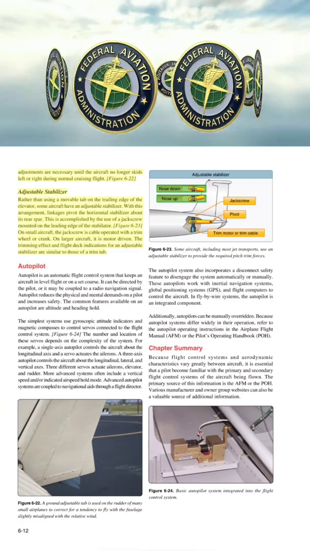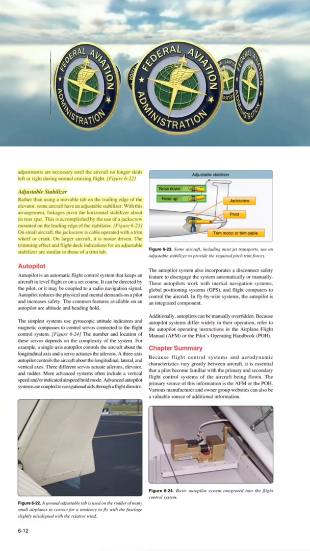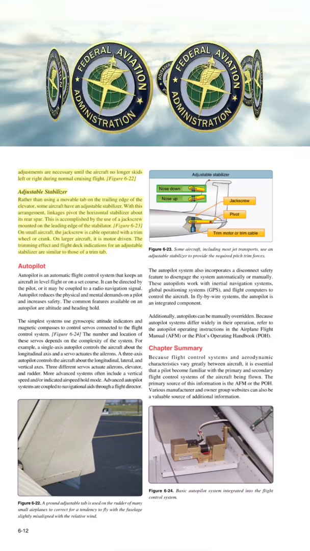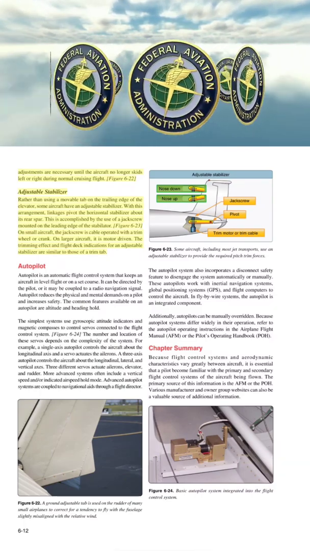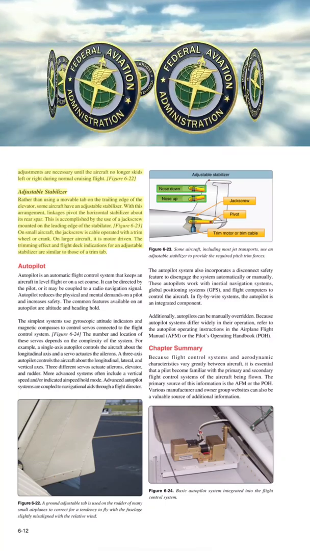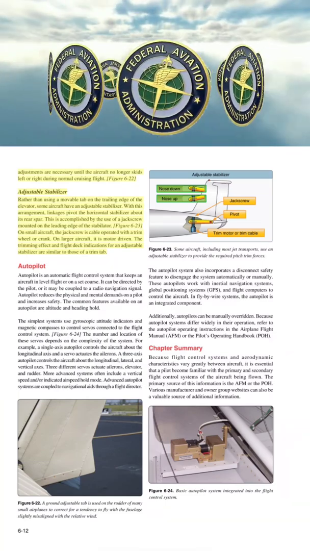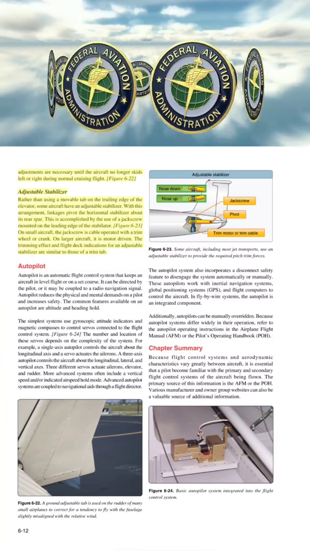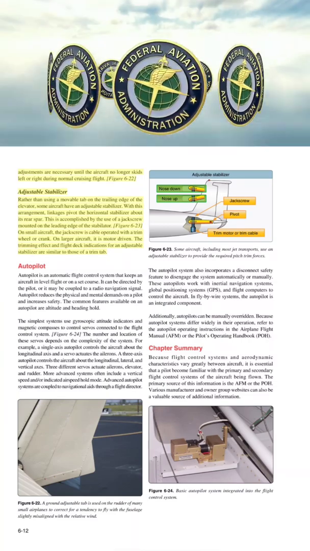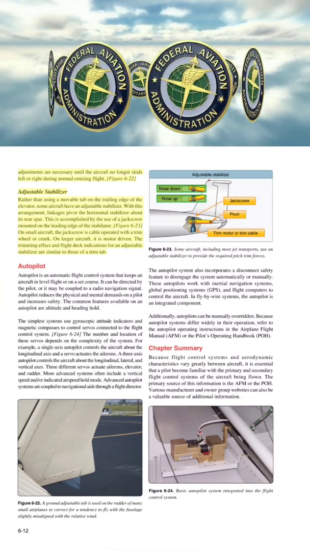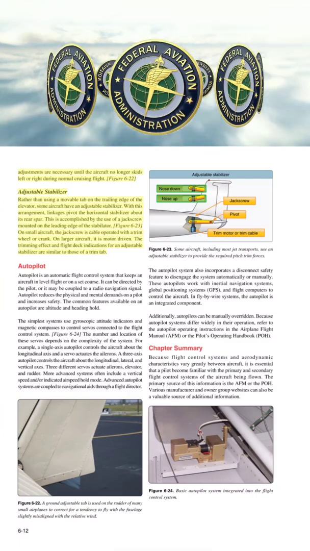Figure 6-22, adjustable stabilizer. Rather than using a movable tab on the trailing edge of the elevator, some aircraft have an adjustable stabilizer. With this arrangement, linkages pivot the horizontal stabilizer about its rear spar. This is accomplished by the use of a jackscrew mounted on the leading edge of the stabilator. Figure 6-23, on small aircraft, the jackscrew is cable operated with a trim wheel or crank. On larger aircraft, it is motor driven. The trimming effect and flight deck indications for an adjustable stabilizer are similar to those of a trim tab.